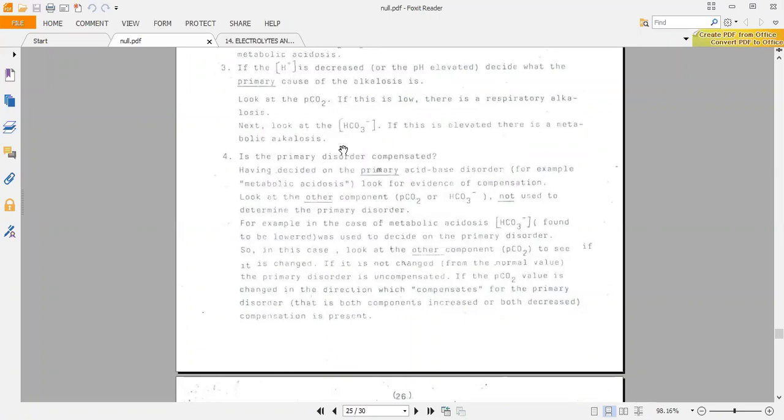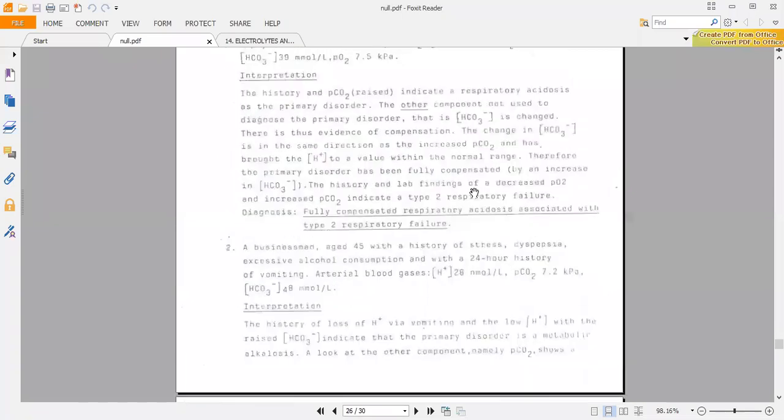Then quickly you go and check the partial pressure of carbon dioxide, because you know if it's a metabolic state, the respiratory system will compensate. When you look at the partial pressure of carbon dioxide and it has also increased, then you know that there has been compensation. So for compensations, they must move in the same direction. If bicarbonate increases, carbon dioxide must also increase. Okay, good. We have 10 more minutes to go.